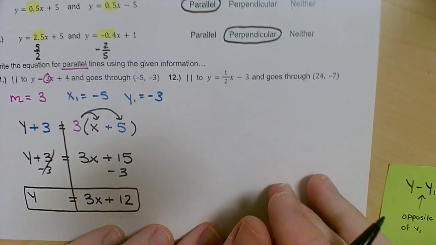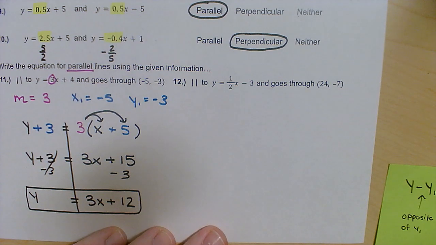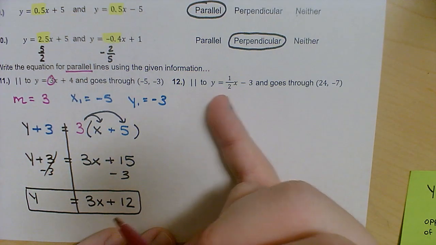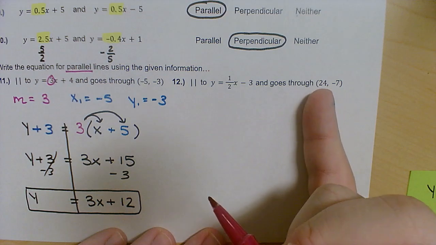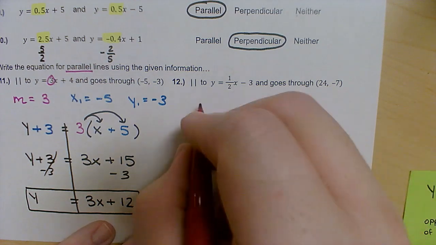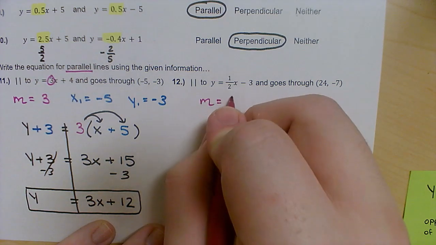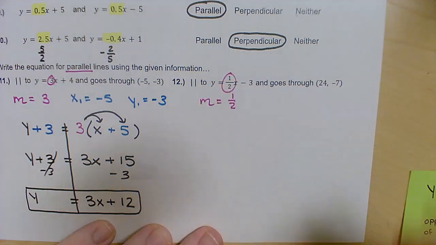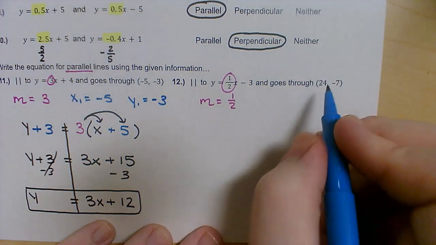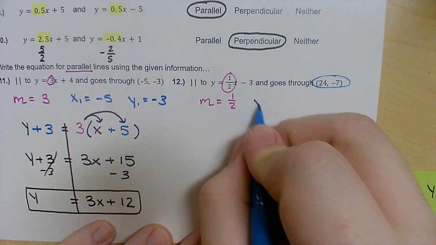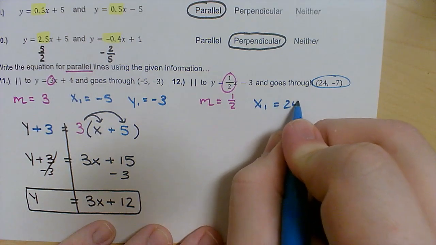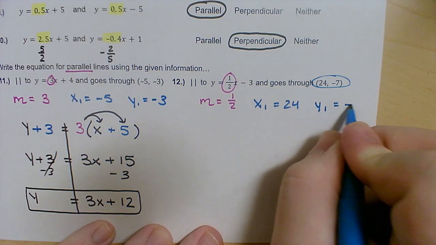Okay, number 12. We're going parallel to y equals 1/2 x minus 3, and it needs to go through 24, negative 7. The parallel slope is still 1/2. I'm going to use this point to say that x1 is 24 and y1 is negative 7.